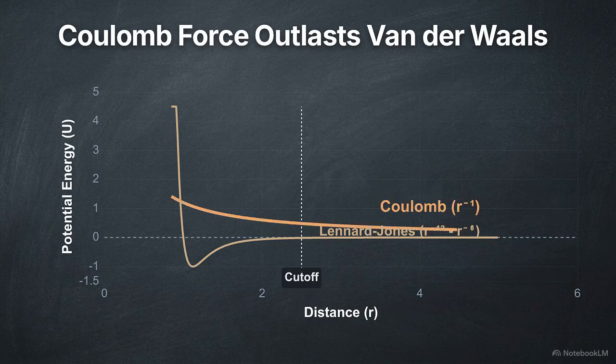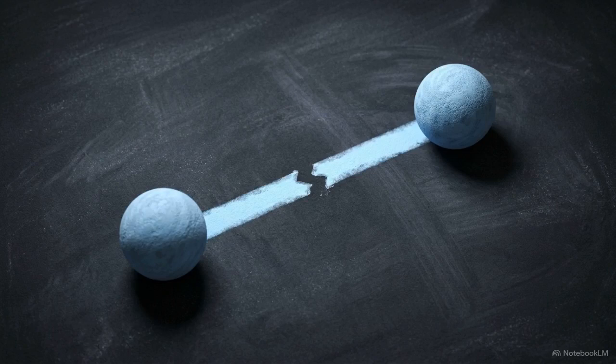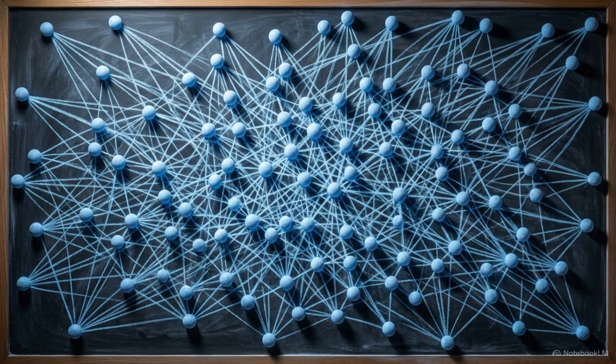Now look at the Coulomb potential, which governs electrostatic interactions between charged particles. The Coulomb force scales at r to the negative 1. This means it decays much more slowly than the van der Waals forces. This slow decay is why electrostatics are so difficult to compute. While we can safely ignore distant van der Waals forces, we cannot ignore distant charges because their influence never truly vanishes.